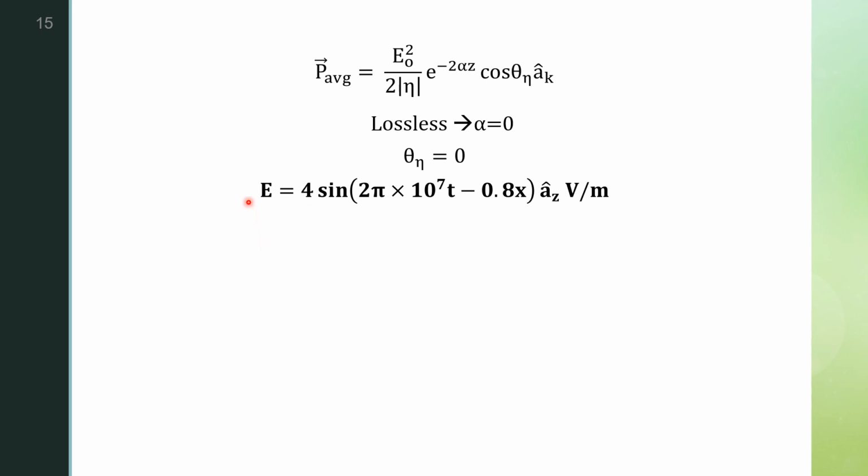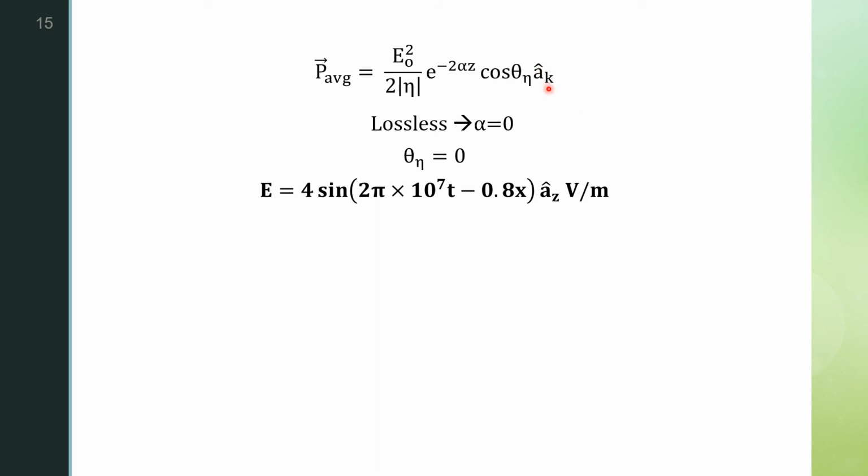This is the question given. That is, E is equal to 4 sine (2 pi into 10 raised to 7 t minus 0.8x) Az cap. So this was the expression of electric field vector that was given to us. So here we already understood alpha was 0 and theta eta was 0. That means it is a lossless dielectric medium and theta eta is equal to 0.